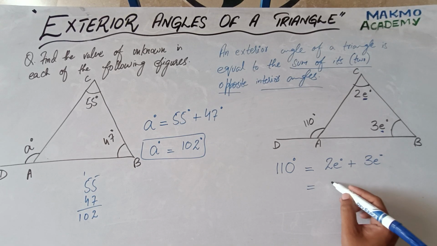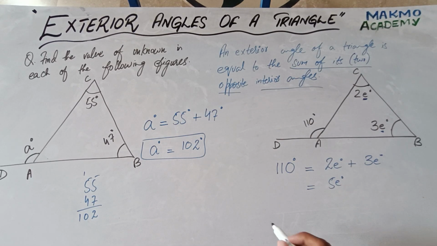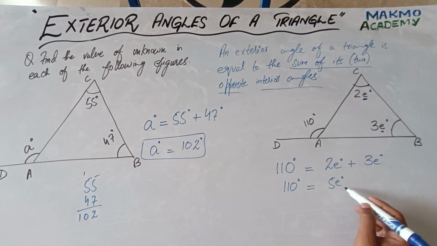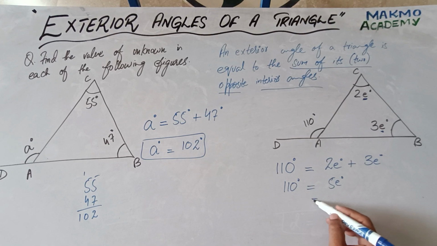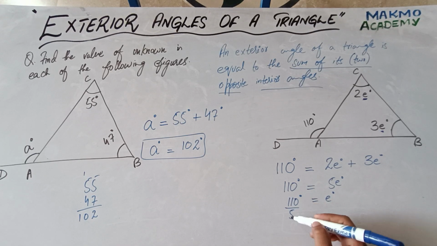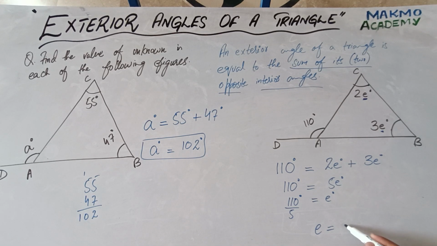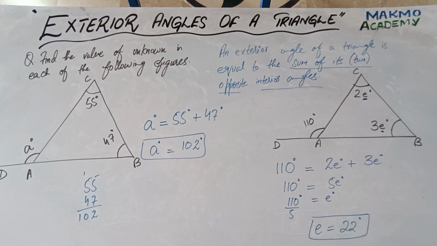Now 2e plus 3e would be equal to 5e. Because both the angles have the same variable, we can add them. Now if we want to find the size of e, we need to isolate e. So 5 will go over there and will divide 110. Now if we divide 110 by 5, we get the size of angle e, which is equal to 22. So this is how we can apply the exterior angle property to find the value of an unknown angle in a triangle.